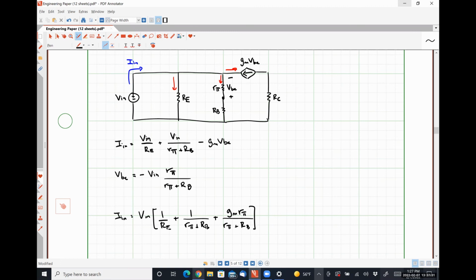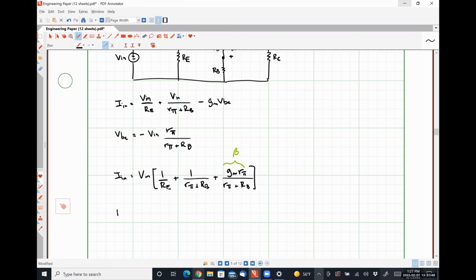And since GM times R pi is equal to beta, we can see Rn is simply 1 over RE plus beta plus 1 over R pi plus RB, to the negative 1, right? So our base resistance changes that value by a considerable amount, but we still effectively just see that bit in parallel with RE.